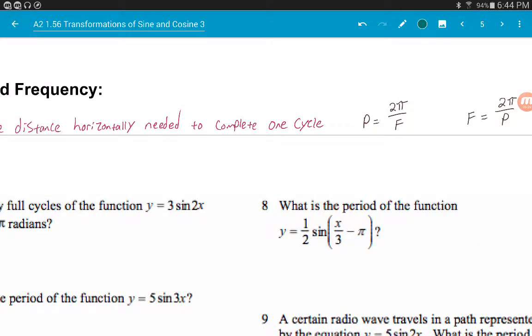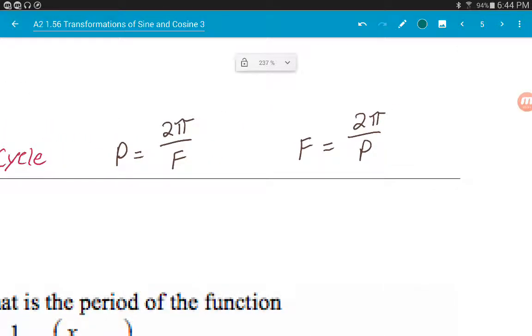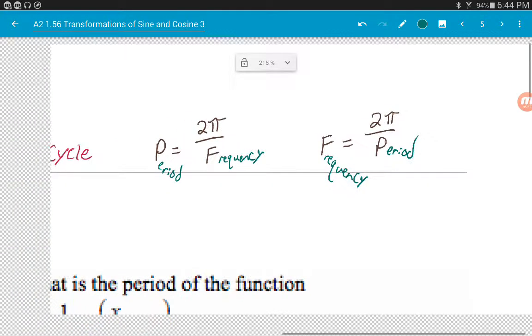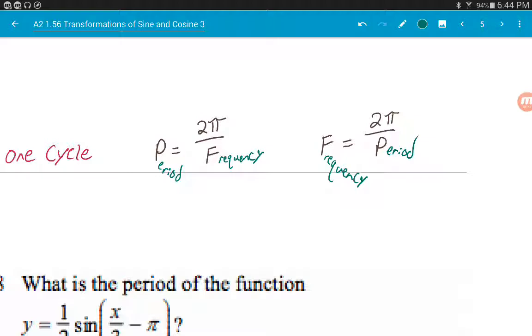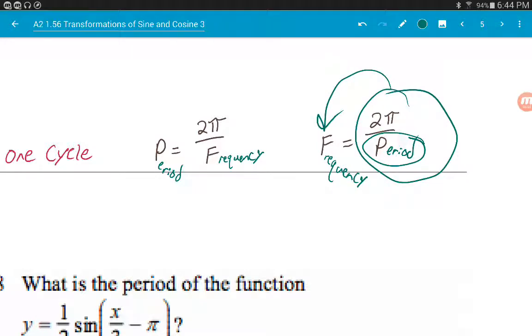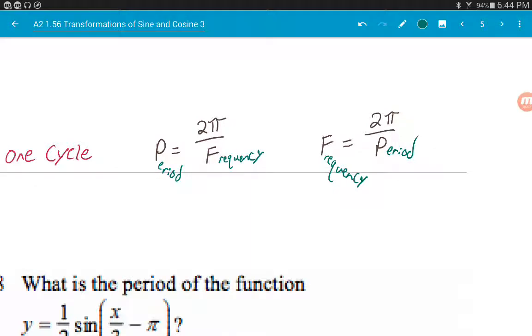We get two formulas from this. Period and frequency are related. So period is equal to 2 pi divided by frequency. And it turns out, with a little algebra, you find out that frequency is also equal to 2 pi divided by the period. Period does not go into the function. Period gets converted with this formula into frequency, and we put frequency into the function. So watch one example of that.